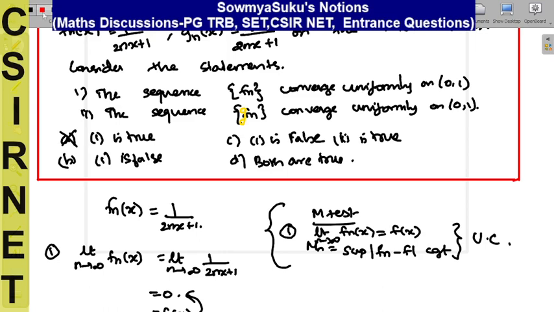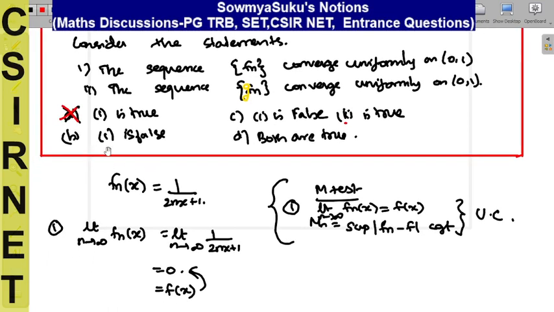This is wrong. It does not converge. Let's check the second one, gn of x, and see, option 1 is false. Yes, option 1 is false. Let's check the second also.